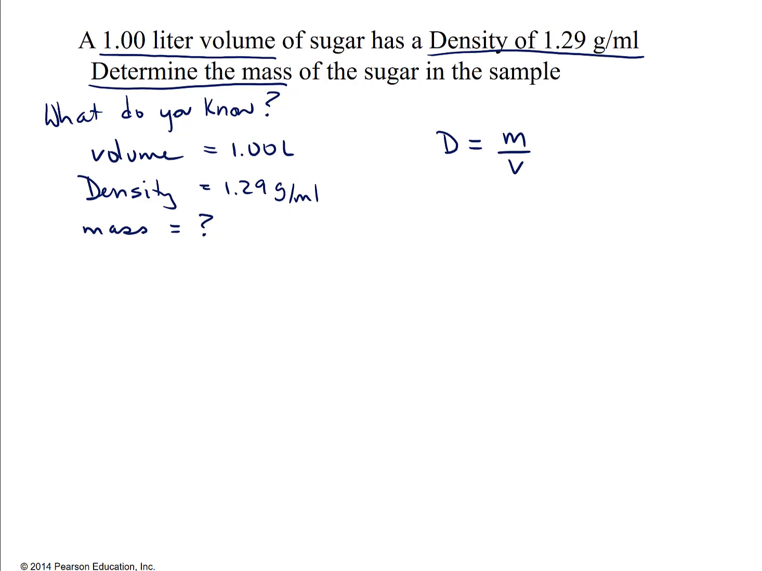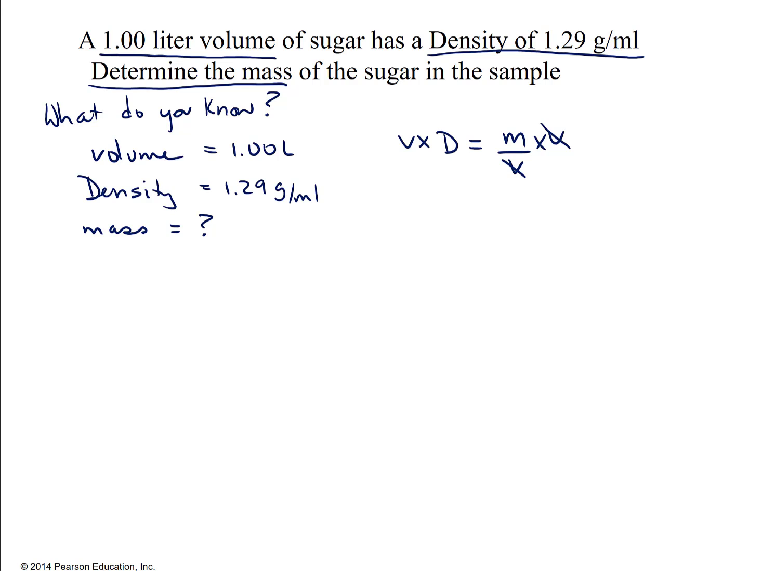How do I move volume to the other side? Multiply both sides by volume. Times volume, times volume. What's that going to do to the right side? Yeah, volume will cancel. Since volume's in the denominator, when I move it to the other side, it ends up in the numerator. So if I take volume times density, that'll tell me mass. So can I multiply volume times density?